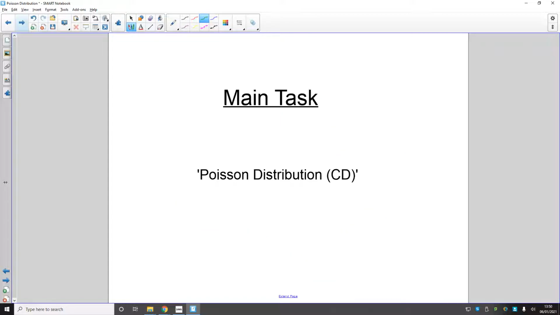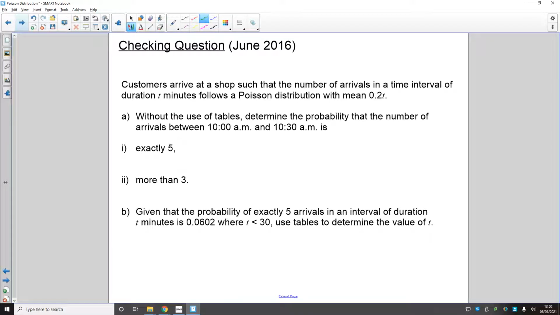Okay, what I would like you to do now is the main task. So make some notes on what you've just been seeing. The main task as part of the assignment is called Poisson distribution CD, and have a go at those questions. Once you have a look at this checking question, have a go at it, and I will be posting out some solutions to these questions in the early part of next week so that you can check over all of your work that you're doing at home.